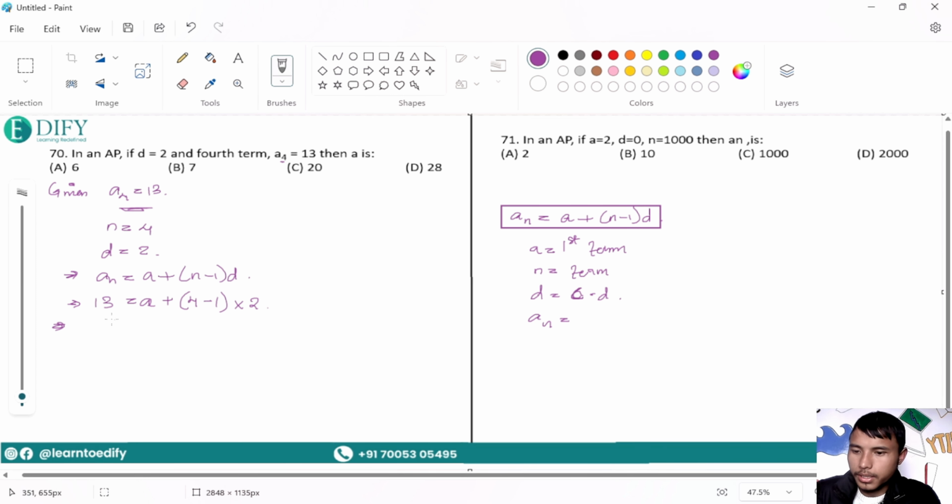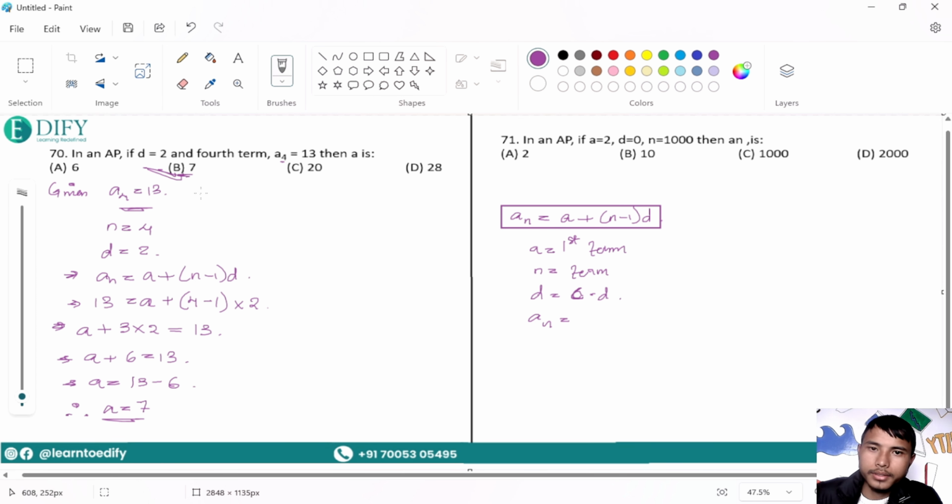So this is a, then plus 4 minus 1, it is 3, 3 into 2, and then 13. Then that implies a plus 6 is equal to 13, and then that implies a is equal to 13 minus 6. So therefore, what is a? A is nothing but 7. Correct answer, option B, 7. I hope you're clear.